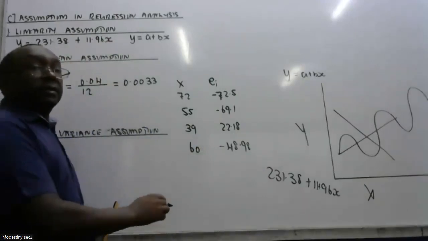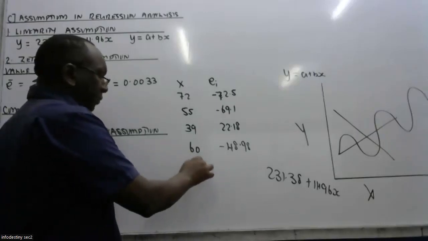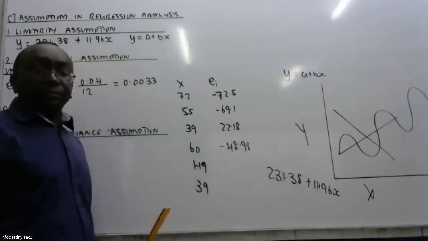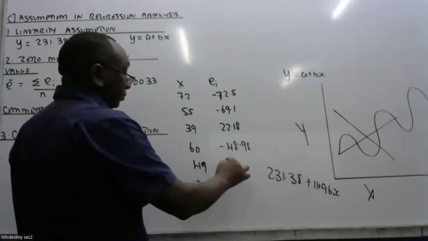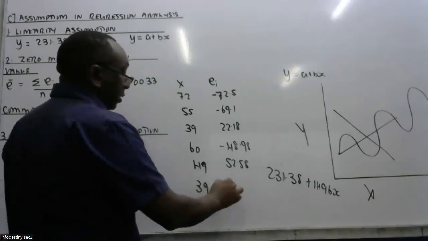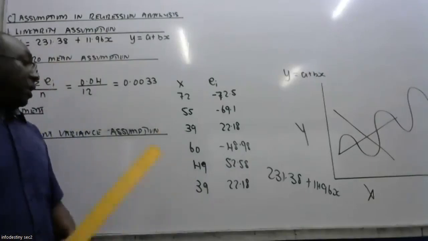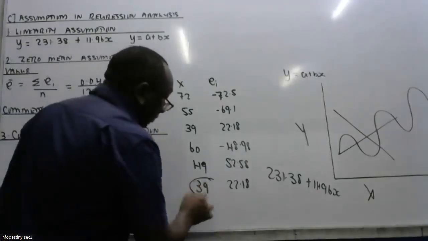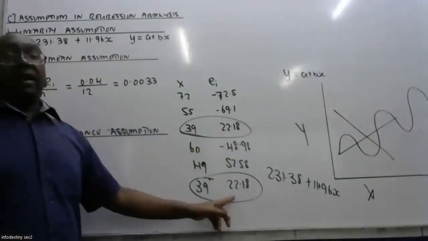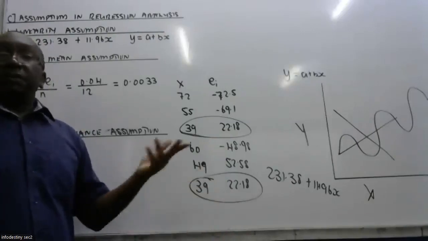The next value, where X? 49. I want you to read 39, which comes after 49. Yes. Now read the one for 49, 52.58. Then this other one, 22.18. So this is how you check by observation. You see now this one is 39 and this is 39. Now the errors are similar. So you can say that the error term is depending on the value of X.